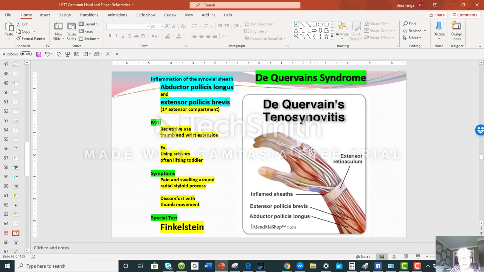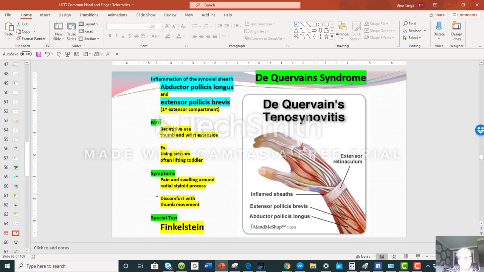And here's the extensor pollicis brevis and the abductor pollicis longus. Inflamed sheaths underneath the extensor retinaculum. Inflammation of the synovial sheath of the abductor pollicis longus and the extensor pollicis brevis. Mechanism of injury: repetitive use, thumb and wrist extension. Example, using scissors, often lifting a toddler.